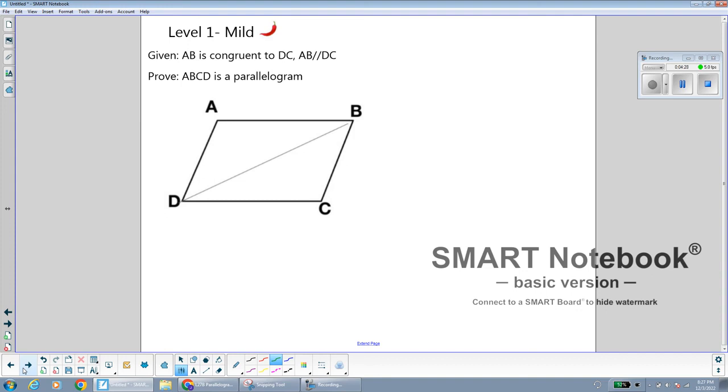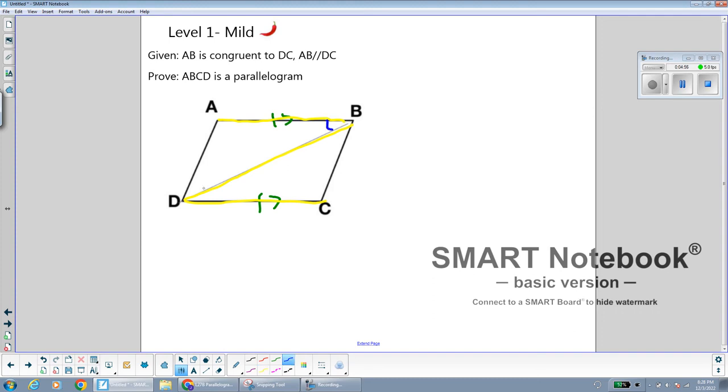Let's take a look at this example over here. So we are given that AB is congruent to DC, and we are given that AB is also parallel to DC. And we want to prove that ABCD is a parallelogram. So remember, our given information is there for a reason. We have parallel sides, so I'm going to highlight my parallel lines and the transversal that intersects them.